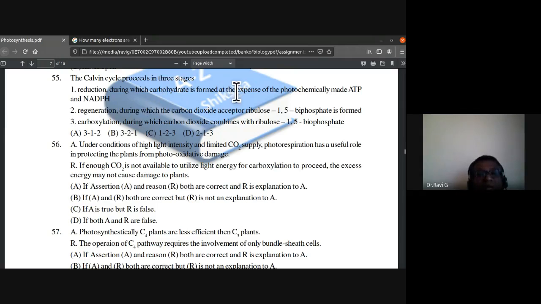Reduction, during which carbohydrate is formed at the expense of photochemically made ATP and NADPH. Regeneration, during which... So 3-1-2 is the answer. Carboxylation is the first one, the second one is reduction, 3-1-2. So A is the answer.